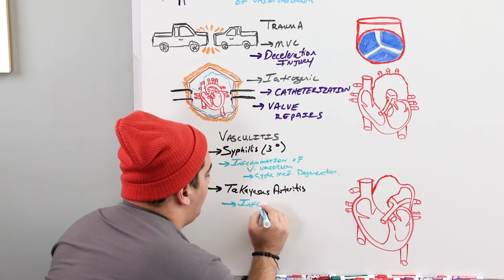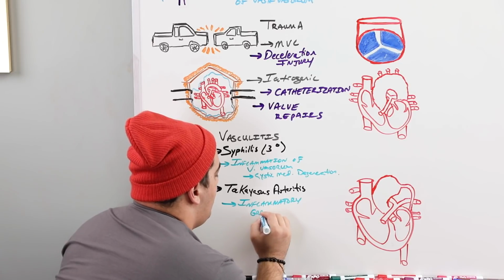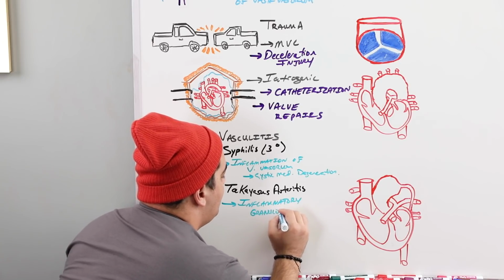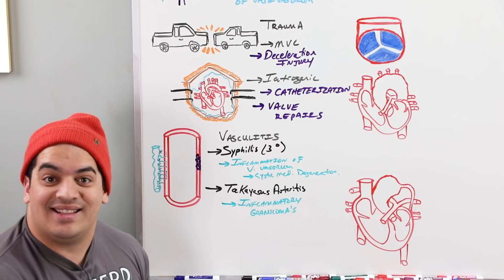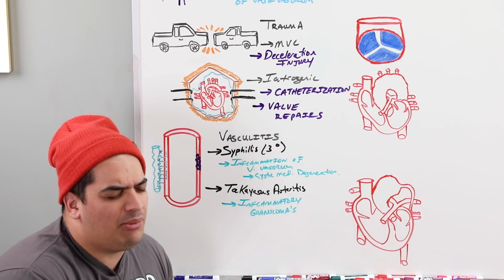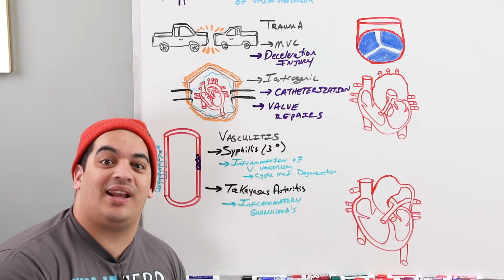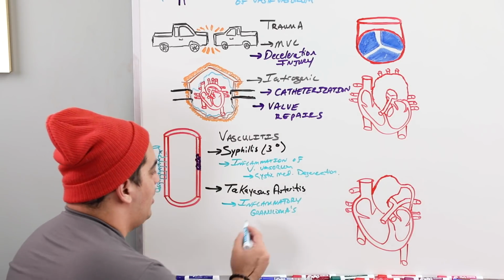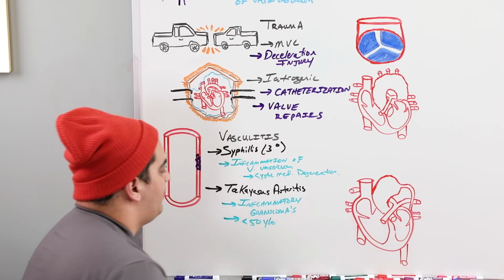Another big thing to think about here is that there is another condition that sometimes this can look like, and that is giant cell arteritis. Giant cell arteritis, though, tends to be in people greater than like 50 years of age. Takayasu's arteritis tends to be in patients usually less than 50 years of age. So another thing to think about is patients less than 50 years of age, okay?